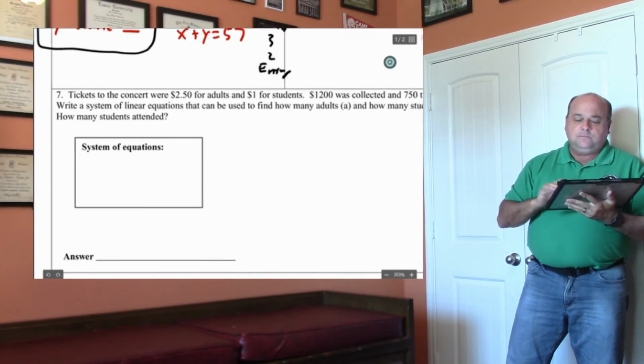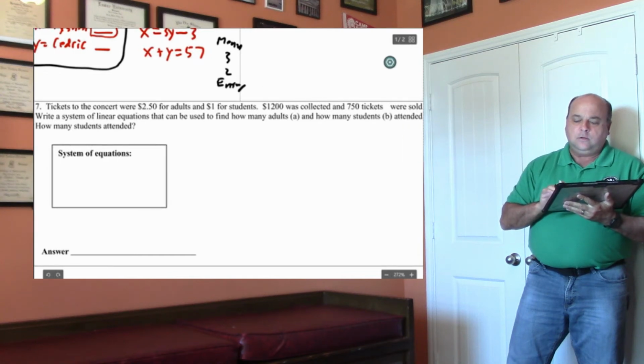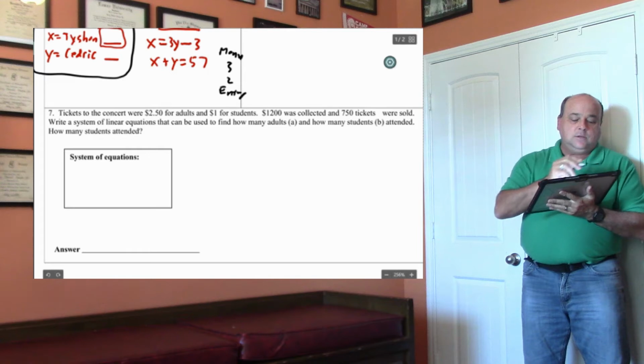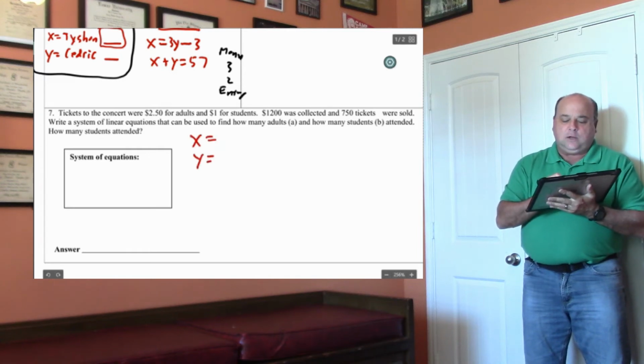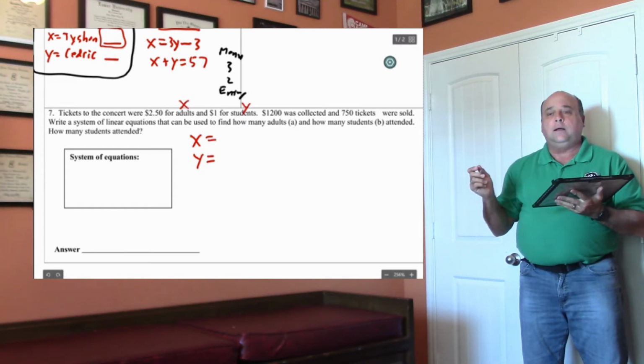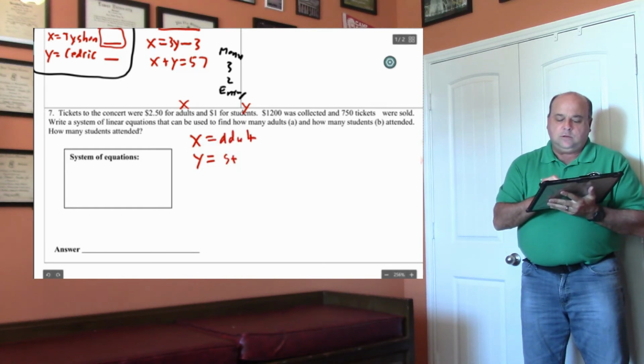Okay, number 7. We have to figure out what our x and y is. So write down x equals, y equals. Okay, and we have adult tickets. That's going to be our x, and student tickets will be our y. So we have x equals adult, and y equals student.